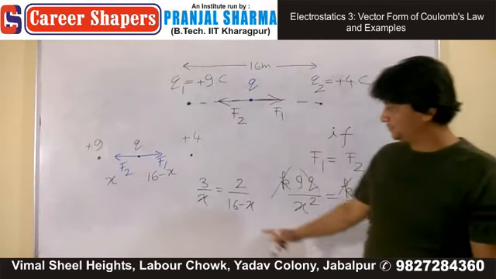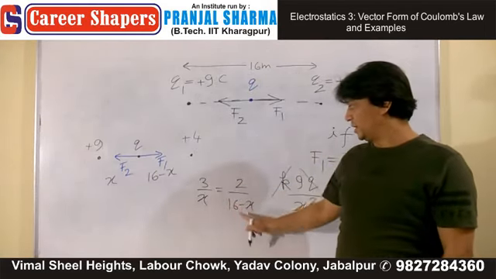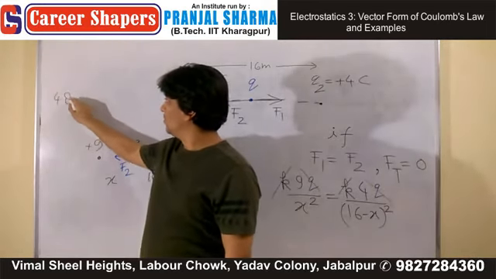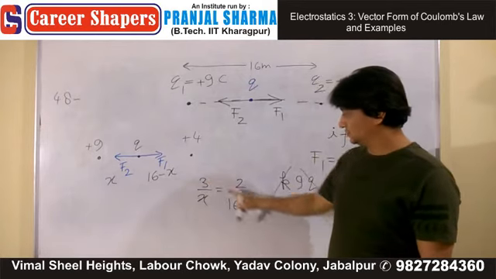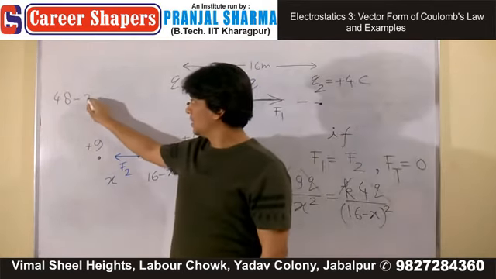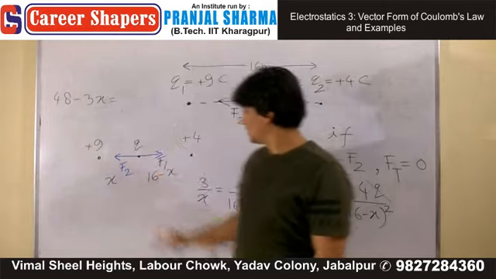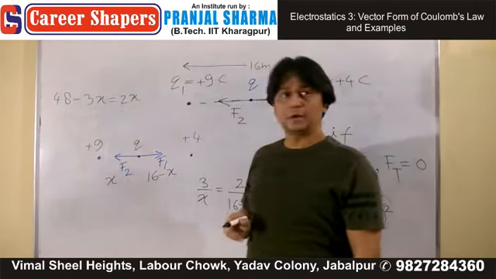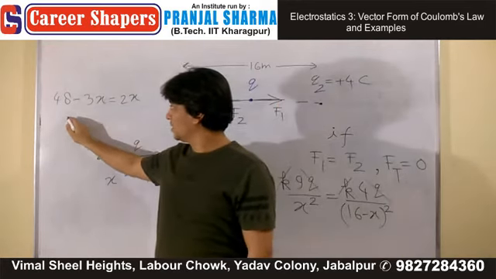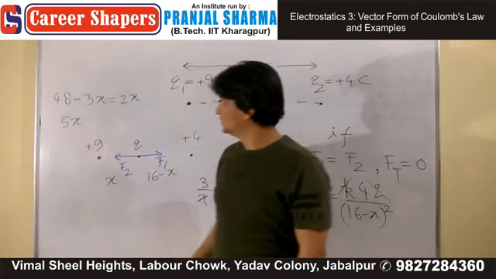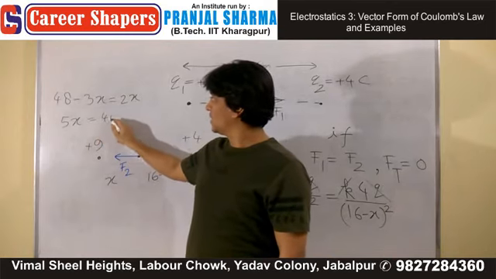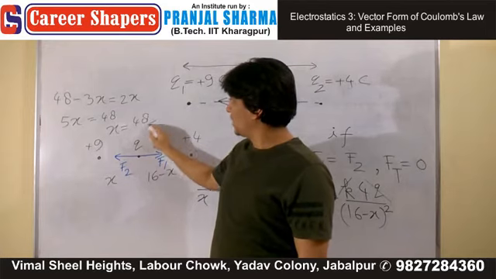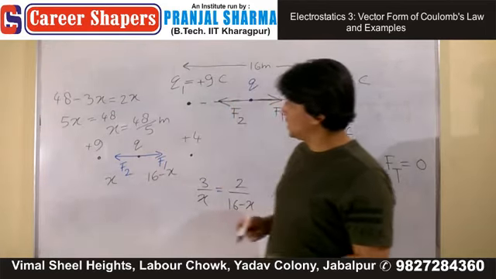Cross multiply. 3 into 16, 48. Minus 3x. 2x. Which is coming 5x equals 48, or x is coming 48 upon 5 meters.